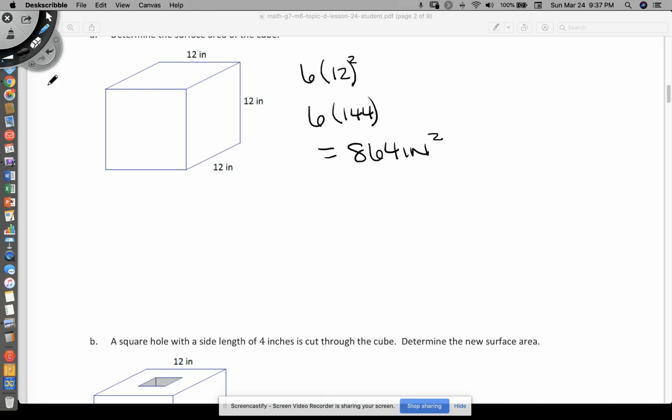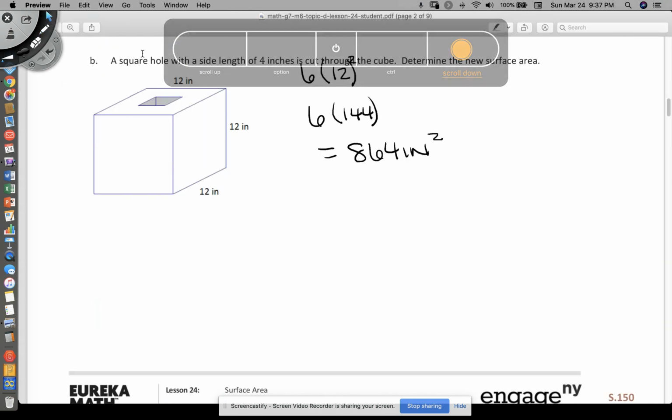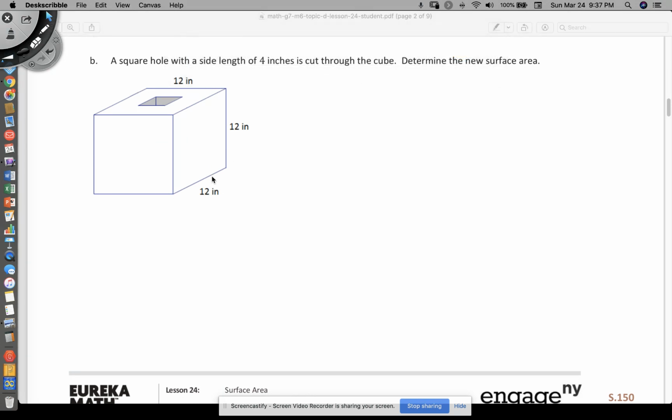That one's easy. But now they're going to take that shape and put a hole in it. You notice it's the same shape, same 12 by 12 by 12 cube, but now they have inserted this hole. And the hole is 4 inches. So it's a 4 by 4 by 4 by 4. It's also a square.